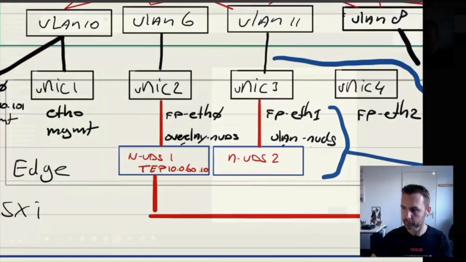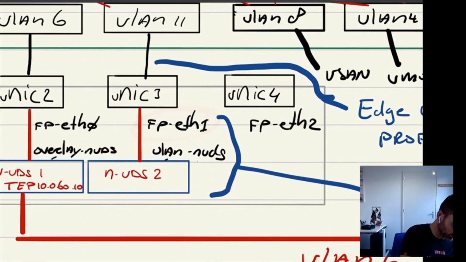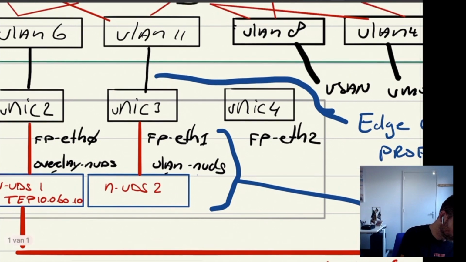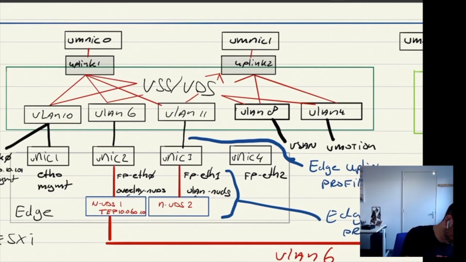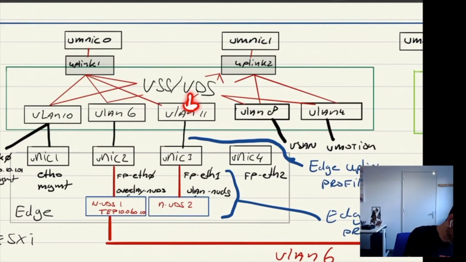And if we go back to the diagram, that is FP-ETH1 that's being mapped onto the NVDS2 in my diagram, and that in the backend is mapped to VLAN 11. Now, how is that mapped to VLAN 11? That's done by defining a port group on your NVDS with VLAN 11. So the tagging takes place here. Here we define VLAN tagging.